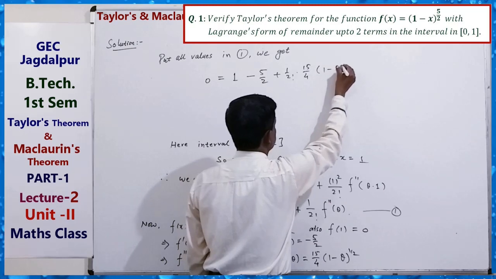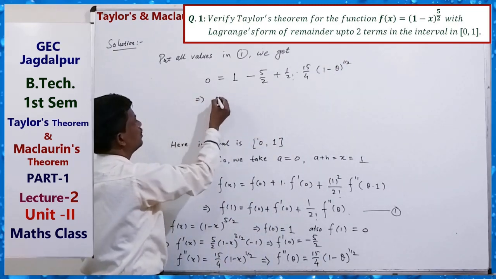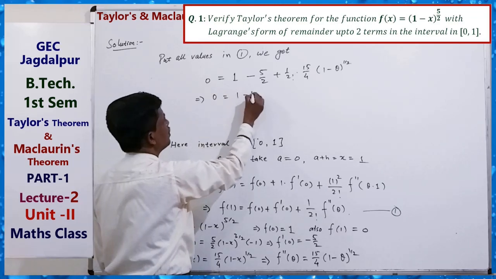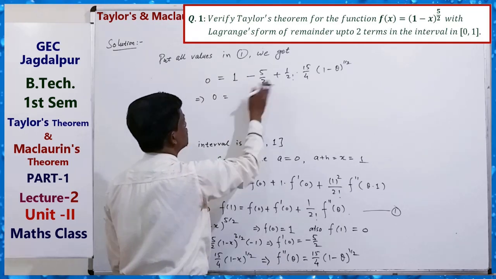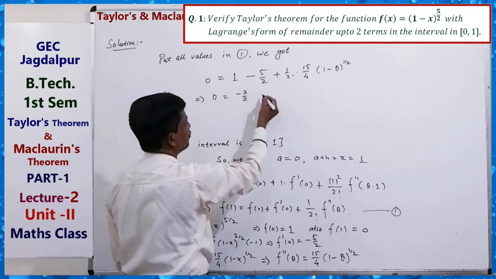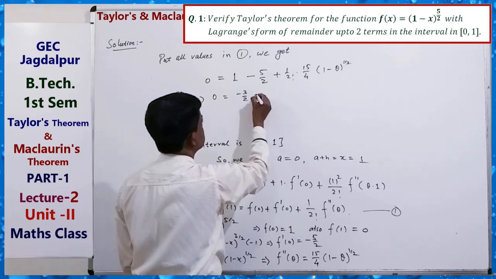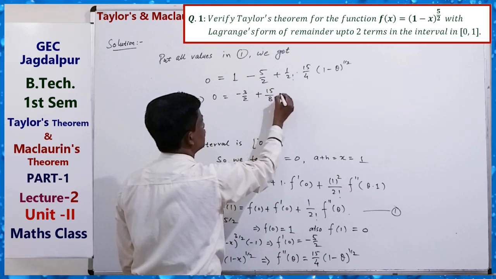1 minus theta to the power 1 by 2. Just solve it. We can get 0 equals 1 minus 5 by 2. 1 minus 5 by 2 means what? 2 minus 5, minus 3 by 2. And here just plus 15 by 8.